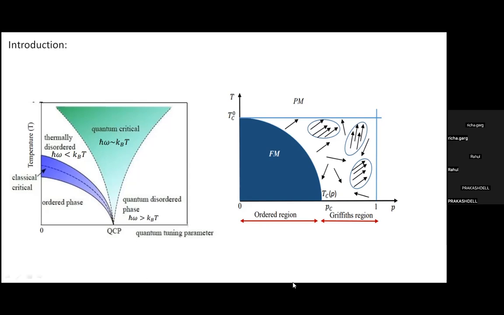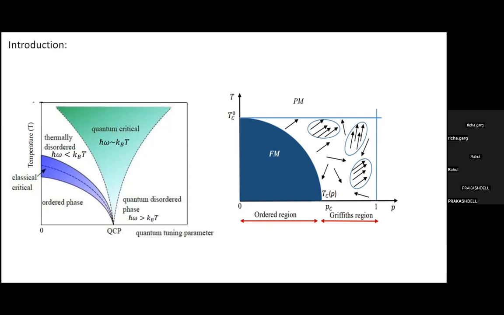If you can see the first diagram, the left-hand side diagram, this is the classical critical region. The y-axis is the temperature, and the x-axis is the quantum tuning parameter, where QCP stands for quantum critical point. If any transition is occurring as a function of temperature, it is known as classical phase transition. Here the zero point energy or quantum fluctuation is much lesser than thermal fluctuations. Therefore, thermal fluctuation dominates. In the quantum critical region, the zero point energy is comparable to the thermal energy, and the last one is the quantum disordered phase, where the thermal energy is much lower as compared to the zero point fluctuation.